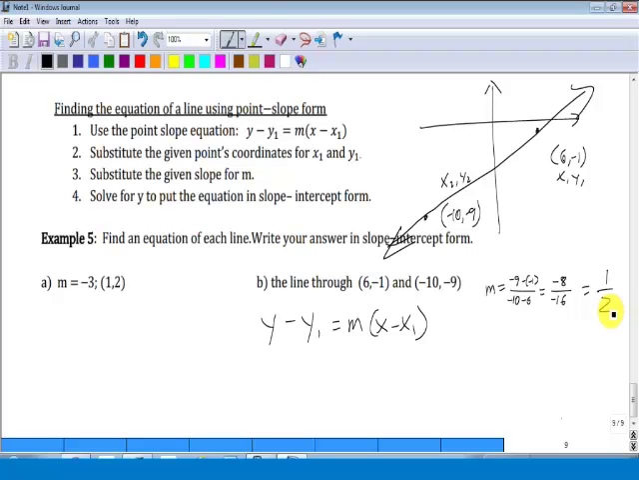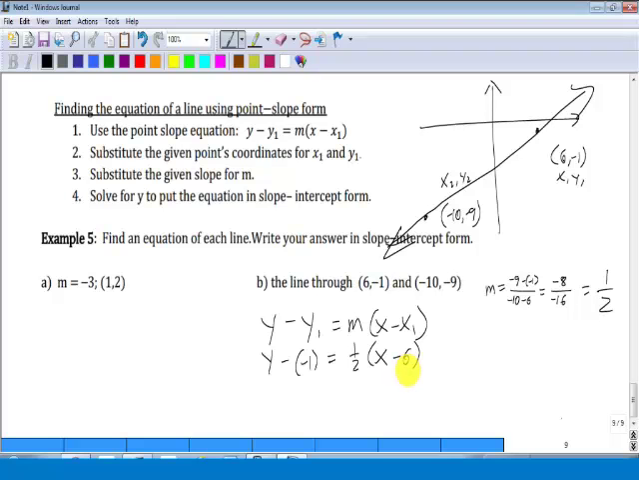Okay. So now we actually have more information than we need. We needed both points to find the slope, but once we find the slope, we just need one of those. So we get to pick which point you like better: 6, -1, or -10, -9. 6, -1 is more positive than the other one, it would seem. So let's go with that. y minus -1 equals 1/2 times x minus 6.